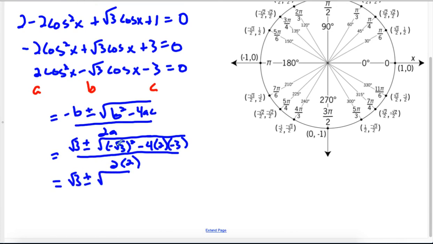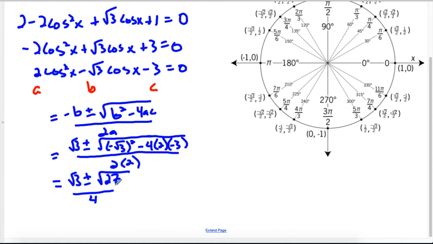Now on the inside here, negative square root of 3 squared would just be 3. Then plus, because I've got a double negative, 4 times 2 is 8, times 3 is 24. So we've got 3 plus 24 on the inside here. That would be 27 all over 4.